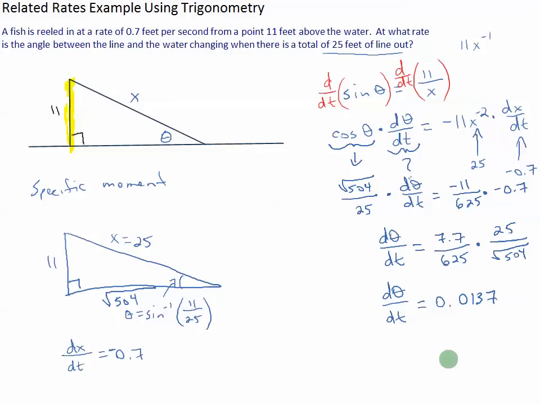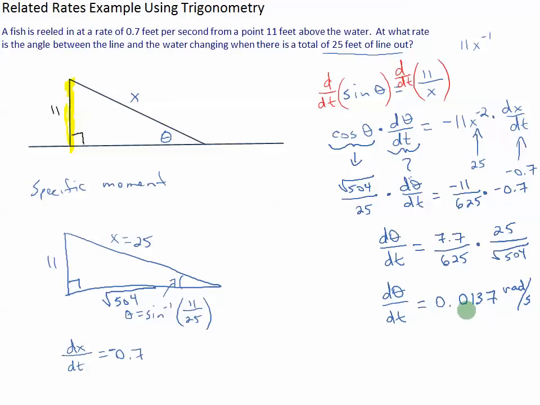0.0137. Now what unit would this be in? And we have to be careful here. Degrees will never come out of numeric calculations. In fact, radians will. So this is actually radians per second, okay? So what we have to do now, well, we don't have to, but it would make sense to convert this to degrees so that we can understand what this is saying.